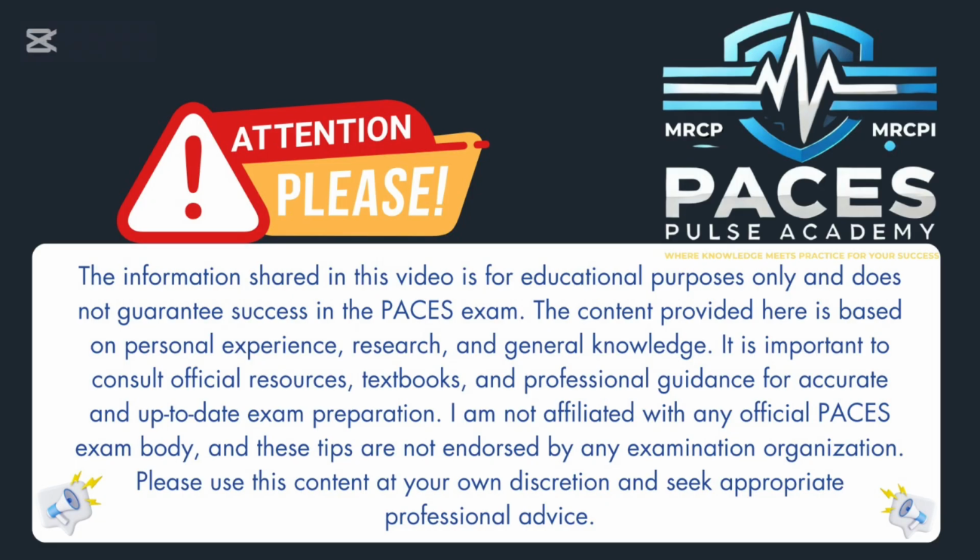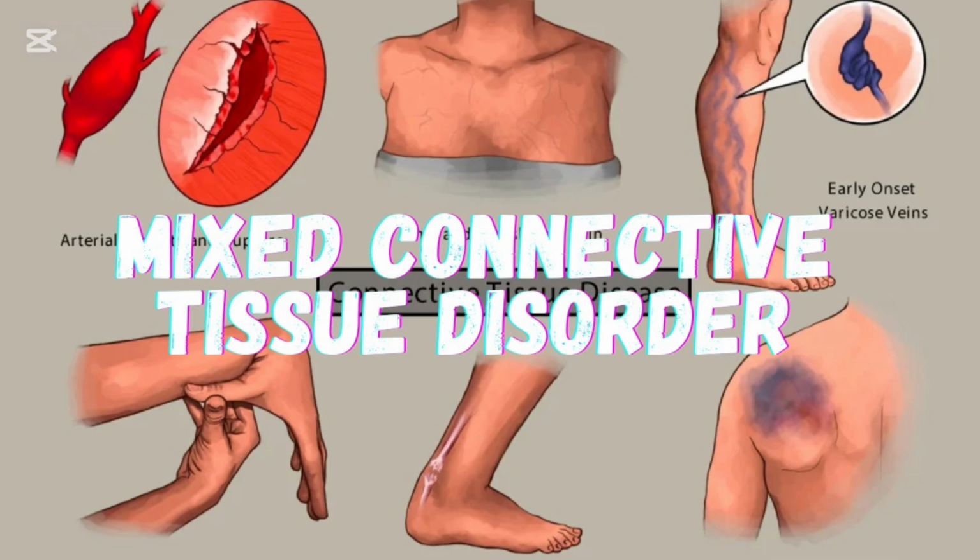Mixed connective tissue disorder or overlap syndrome we are going to discuss now. These conditions are characterized by features of multiple autoimmune diseases like SLE, scleroderma, polymyositis, and rheumatoid arthritis. How to approach these patients? So, in the history, we have to appreciate these types of patients.